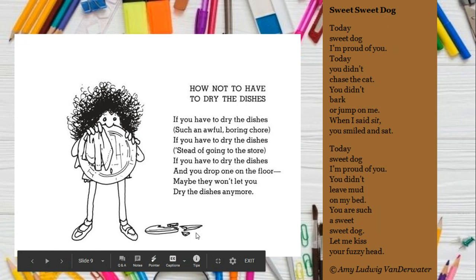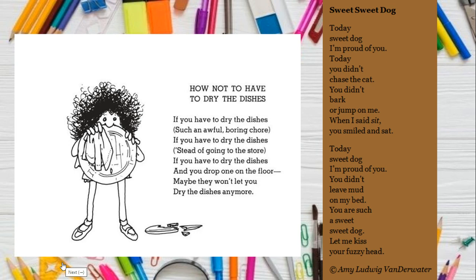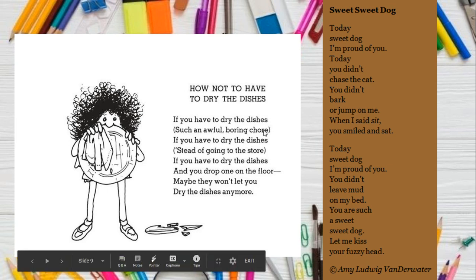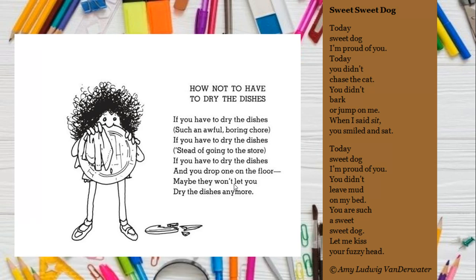Pause here and think about what you notice about these two poems. One thing the author in each poem does here is uses repetition, repeating the same word or phrases over and over again. So in How Not to Have to Dry the Dishes, if you have to dry the dishes is a line they continually repeat. And in Sweet, Sweet Dog, the author repeats, today, sweet dog, I'm proud of you.